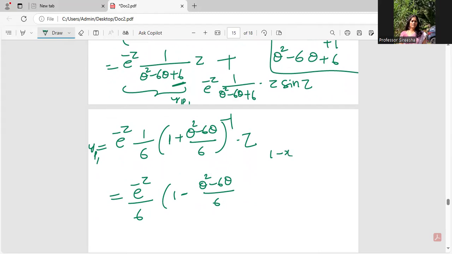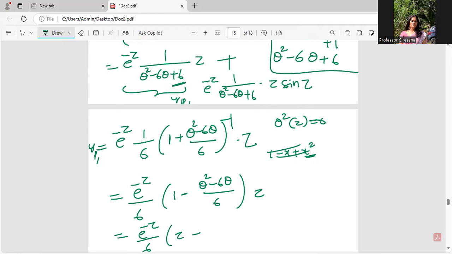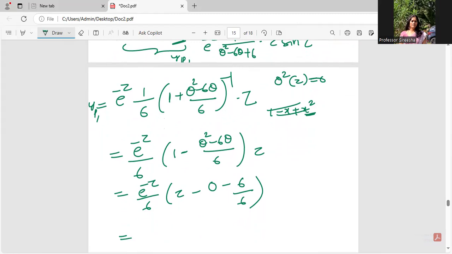What's it? 1 minus x plus x square kind of. x square would give me anyways θ squared, and θ squared of z would be 0. So I'll be taking only till here. So e power minus z by 6 into z minus θ squared of z is 0, minus 6θ of z is 6 by 6. So what I'll be getting finally is z e power minus z by 6 plus e power minus z by 6.